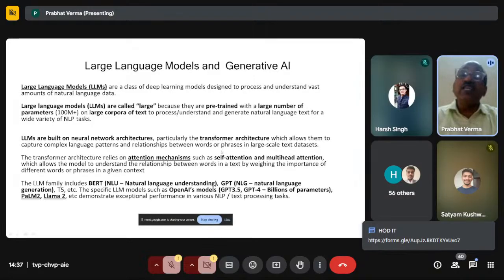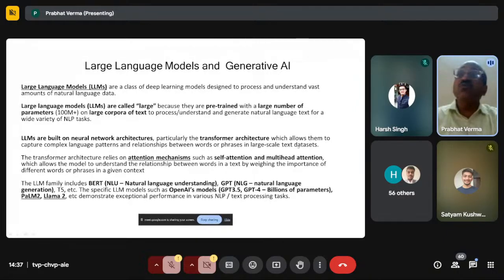So all these applications are sequential in nature, because when you talk about text processing, there is a sequence, right? So you have to apply sequential modeling. The latest in sequential modeling is the attention mechanism, which is implemented in the large language models. The transformer architecture relies on attention mechanisms such as self-attention and multi-head attention, which allow the model to understand the relationship between the words in a text by weighing the importance of different words or phrases in a given text. So the LLM family includes BERT, GPT, OpenAI's models, PaLM, Llama 2, and all that.